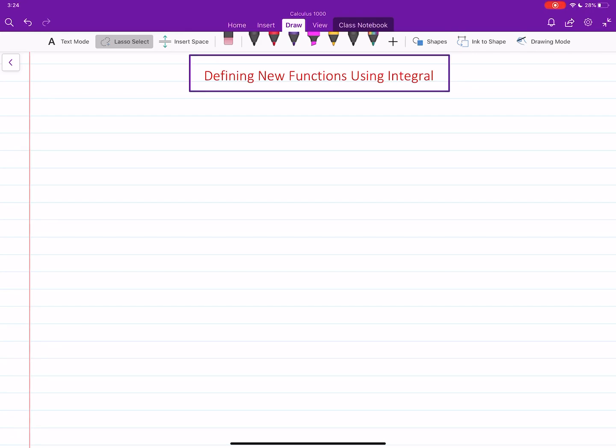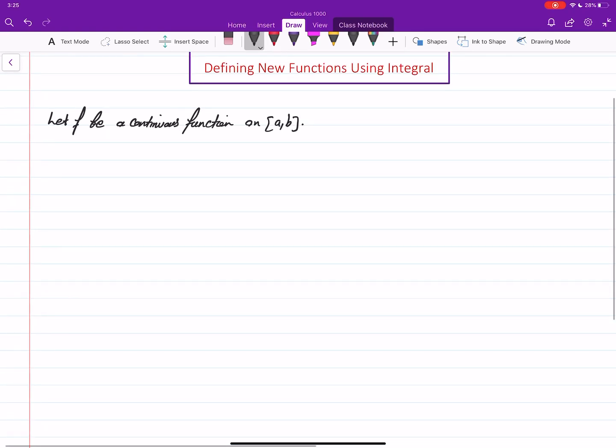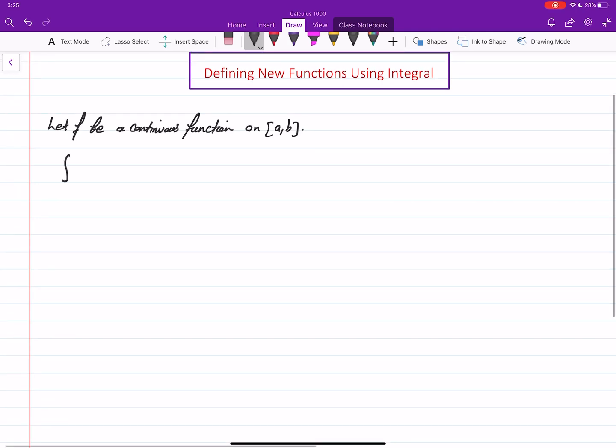Hi, in this video we will learn how to define a function out of an old function using a definite integral. For that we assume that f is a continuous function on an interval AB. This can actually be any integrable function, but for us, continuous is enough. Then the definite integral of this function from A to B, we know, is a number, yes?